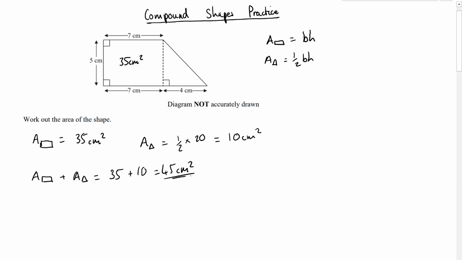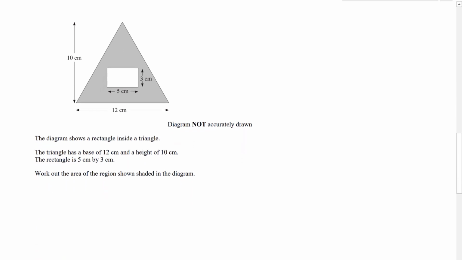This is a relatively straightforward example of this, because they've broken down already for you the fact that it's a rectangle and a triangle. They don't always do that, however, so sometimes they might tell you that it could just be this shape and expect you to be able to break it down. So let's take a look at this second example.